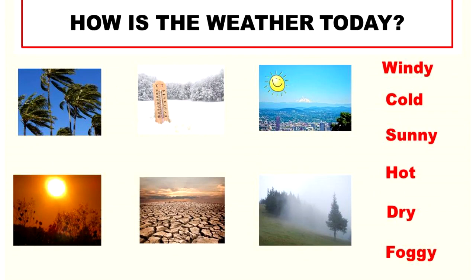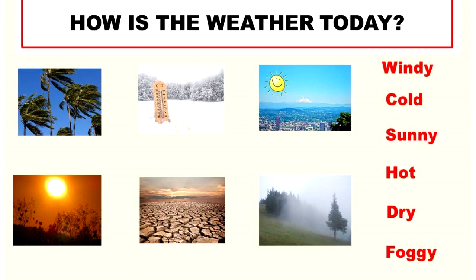The next one is about the weather of each season. You probably see the question, how is the weather today? Each question may be about each season. For example, the first picture you are going to see is a coconut tree. The coconut tree is hit by the wind, so we call it windy. The next one, you see a lot of snow, and you also see the temperature is too low. Okay, so we can say that it's cold.